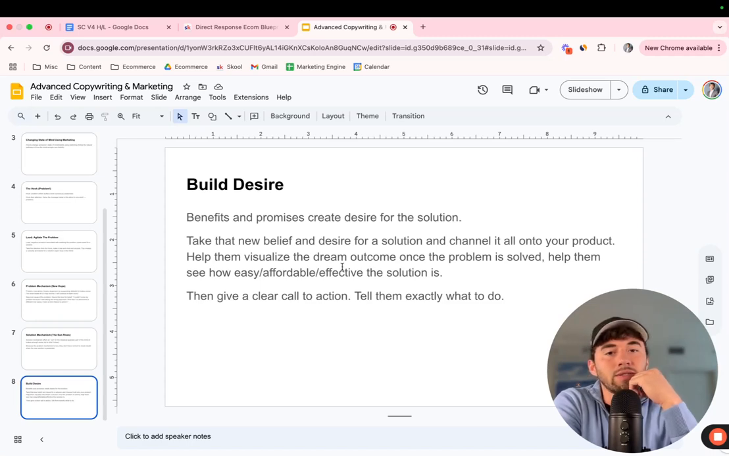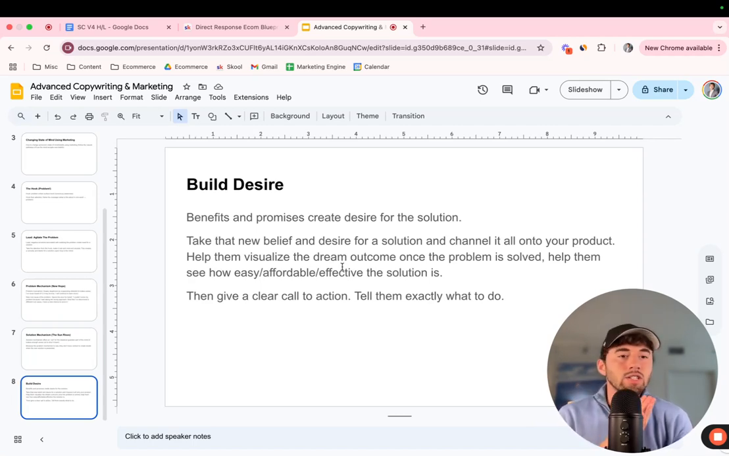Take that new belief, right? The new belief is the root cause of the problem and the new solution to that root cause. We take the desire for a solution that comes from agitating the problem, and we channel it all onto our product. We help them visualize the dream outcome. So this is part of the promise. We give them lots of benefits of how the product works, why it's good. And we want them to see how easy, affordable, effective, and proven the solution is. And then we take all of that, and we give them a clear call to action. If you want all of this, click here, buy the product now.